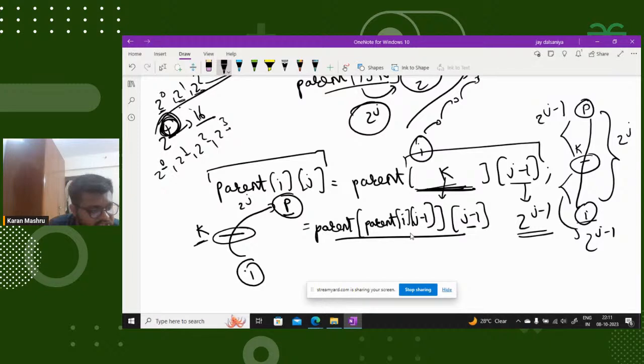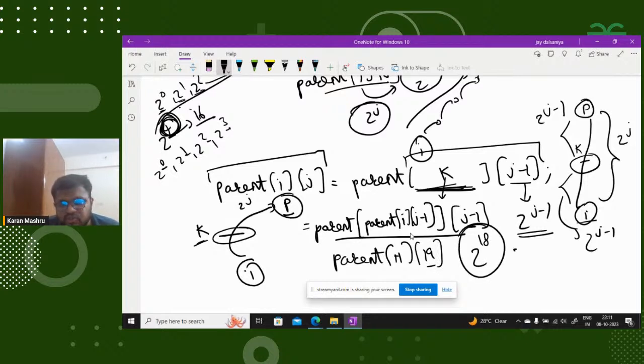Is this equation clear? Okay. So using dynamic programming, we will fill up a table. We will fill up the table of parent n and 19, because 19 basically represents the maximum it can go is 2 to the power 18, because 2 to the power 19 is 10 to the power 5, and we will have at max 10 to the power 5 nodes.